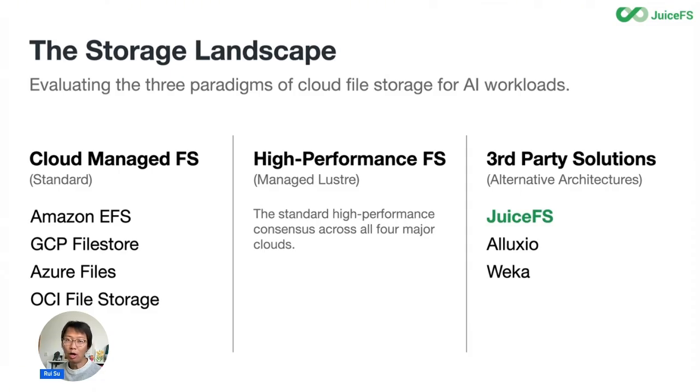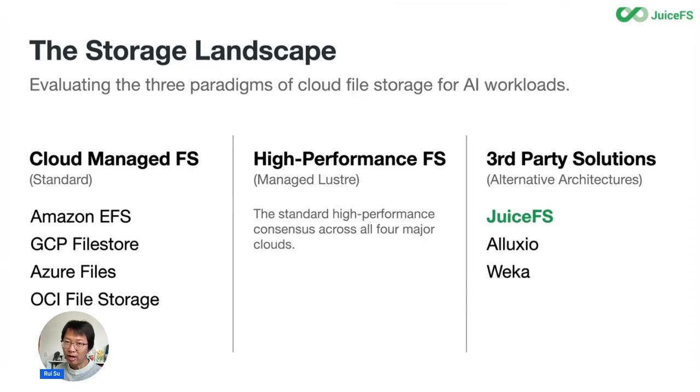Today, we'll look at 3 main product groups. First, the cloud managed file systems. This includes Amazon EFS, GCP Filestore, Azure Files, and OCI File Storage. Second is high-performance file storage. All 4 major US cloud providers offer managed Lustre in this category, and because they all use Lustre, these products have many similar strengths and limits.